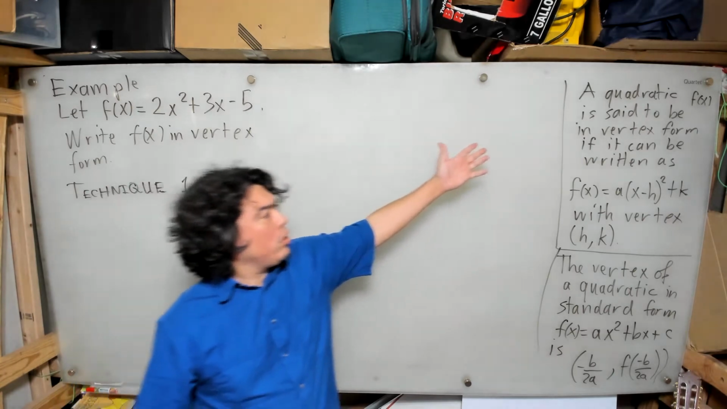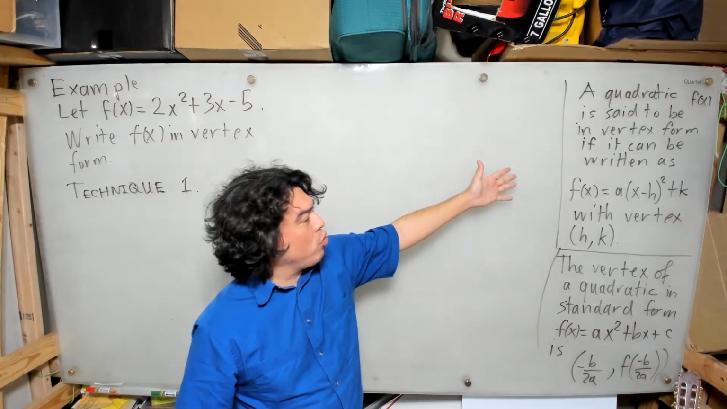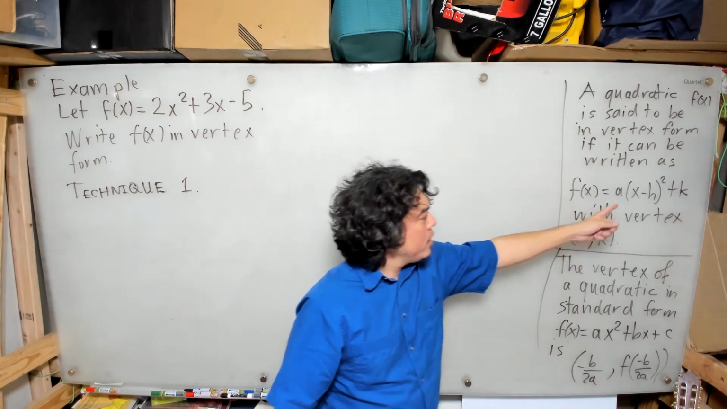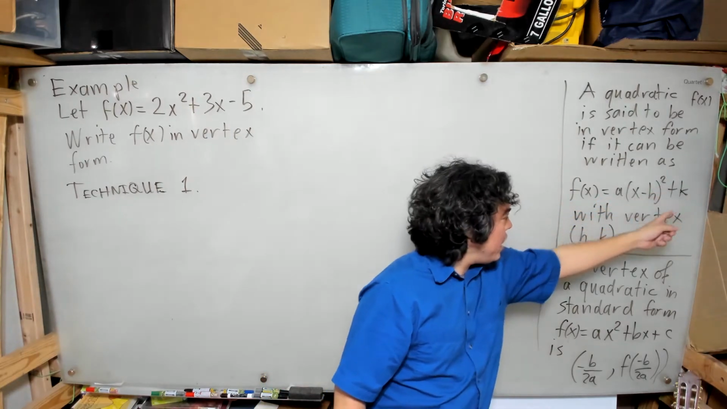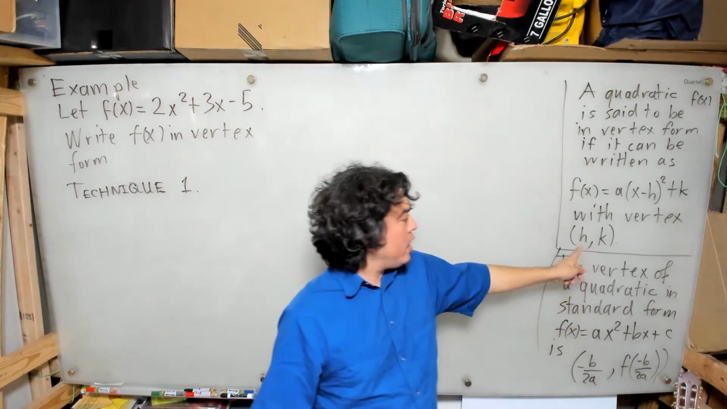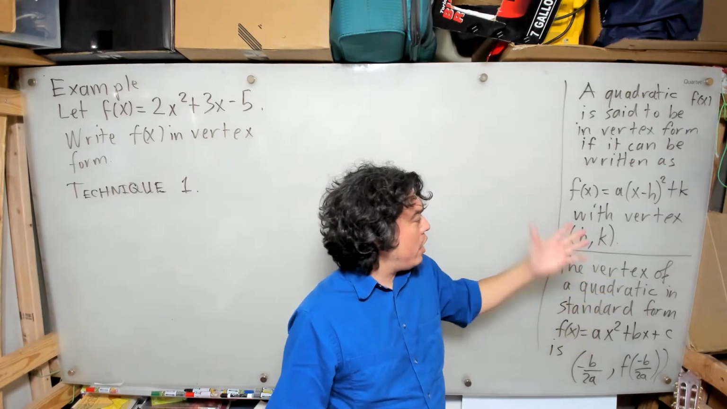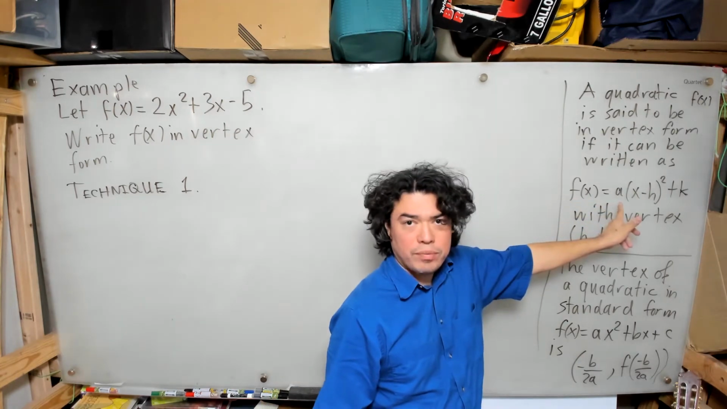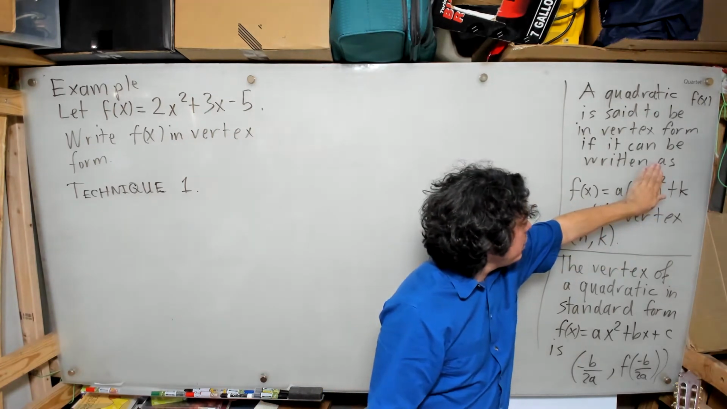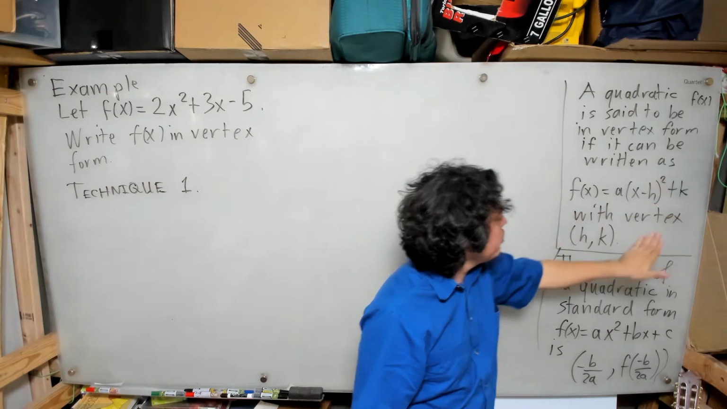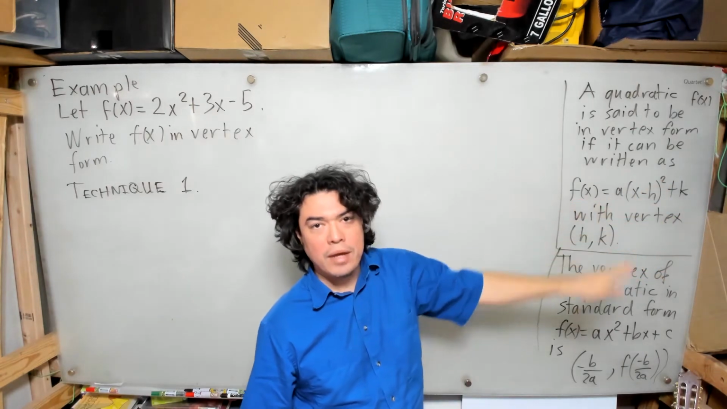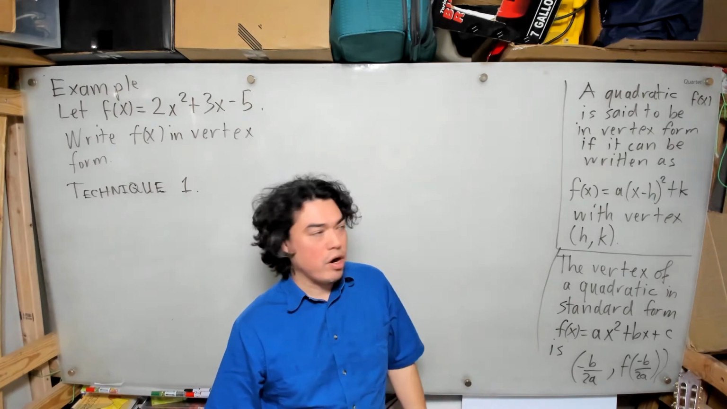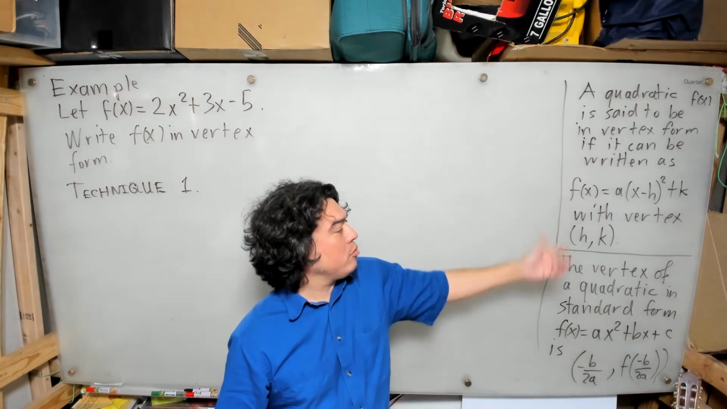We recall that a quadratic is said to be in vertex form if it can be written as f of x equals a times (x minus h) squared plus k, with vertex (h, k). Of course, the assumption here is that the constant a is non-zero. If a were 0, then this whole first part would go to 0 and we would be left with f of x equals k, which is a horizontal line. It's not a quadratic, so a has to be non-zero.